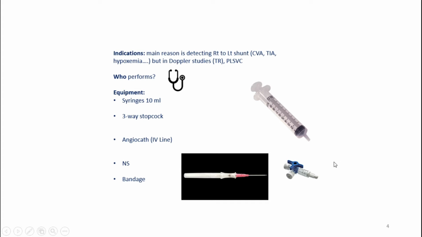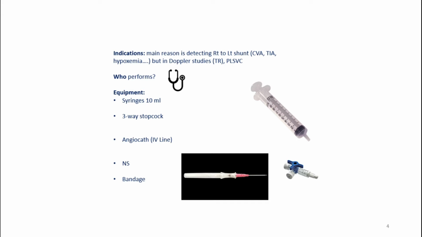When we do a bubble study, the most common indication is ruling out right to left shunts. Like paradoxical thromboembolism, which is when thrombosis forms in the venous system, comes to the right heart, goes through a shunt to the left side and finally causes systemic thromboembolism. And the patient, for example, gets an attack of TIA or stroke or any other equivalents.